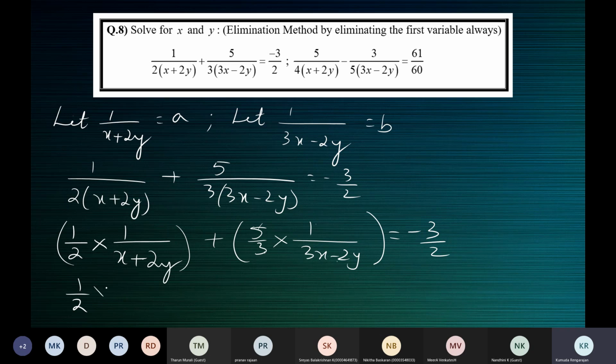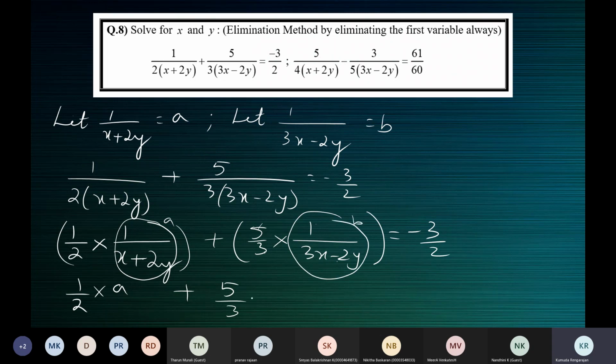So it will be 1 by 2 into a, this full thing is a, plus 5 by 3 into b, this full thing is b, is equal to minus 3 by 2. So like this, you will get two equations in a and b.